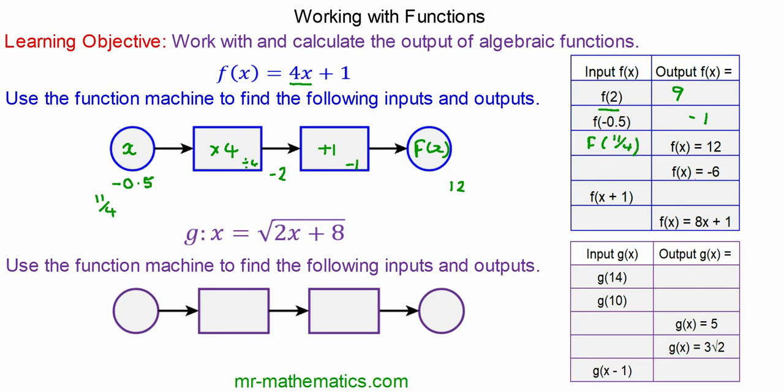When f of x is negative 6, we take away 1, we get negative 7. We divide it by 4. So it is the function of negative 7 over 4.